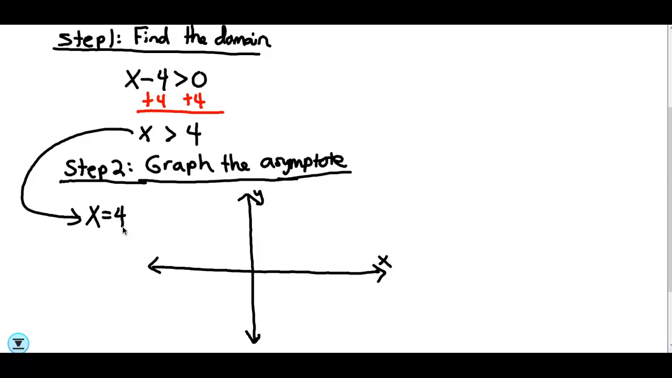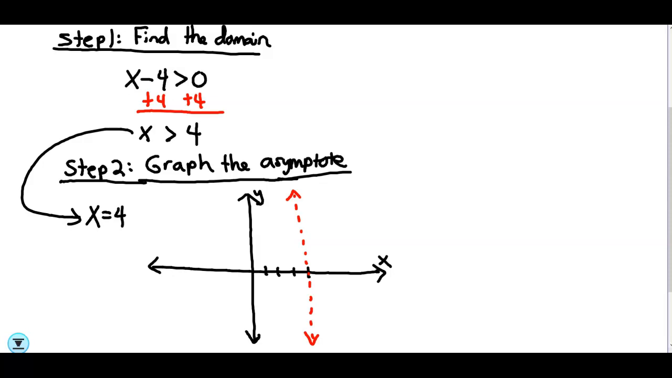So we're going to find where 4 is on the x-axis, and we're going to draw a vertical line that's dotted. That's not my graph, but that's an invisible boundary that my graph cannot cross because x has to be greater than 4. So step 1 is to find your domain. Step 2, that kind of shows you where your invisible boundary line is at. We're representing an invisible line by a dotted line. I know my graph has to be greater than 4.